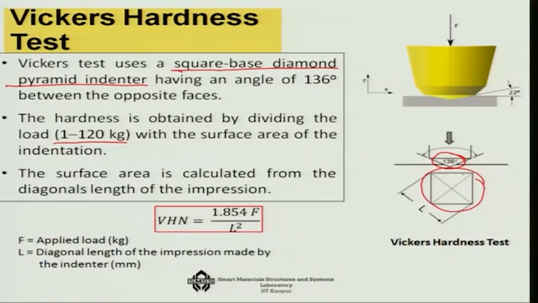Once you know this indentation size, and you know the force that you are applying, so 1.854 times that, where F is the applied load in kg, then you will be able to get the Vickers hardness. So, that is how these three tests are used in terms of finding out the quantified value of the hardness data.